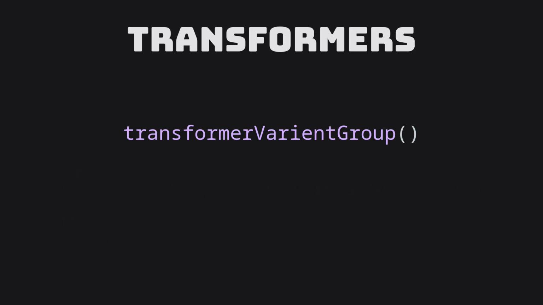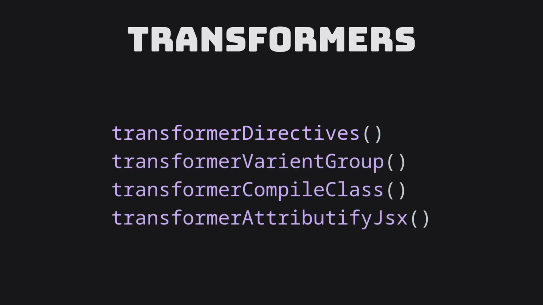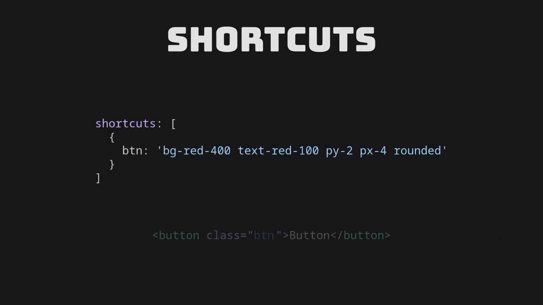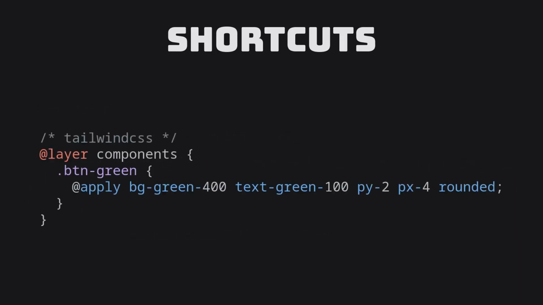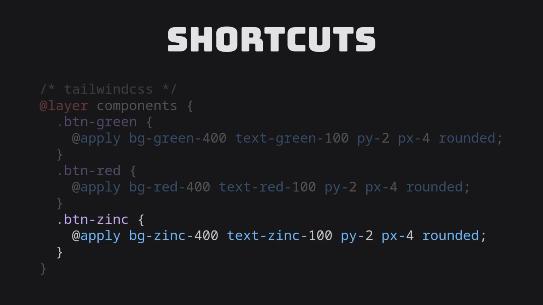And again, not to repeat myself, but there's a lot more transformers than this. Next up is shortcuts, which allow you to create your own classes like button that you can use anywhere on your entire project. What's really cool is that you can give this a function and make your shortcuts dynamic. So if we add this to our button example, we can put in any color we want and get a really nice effect. To me, this makes so much more sense than what Tailwind does with having to make a layer and use apply, and it isn't even dynamic.